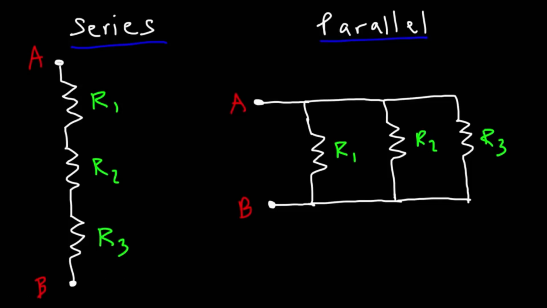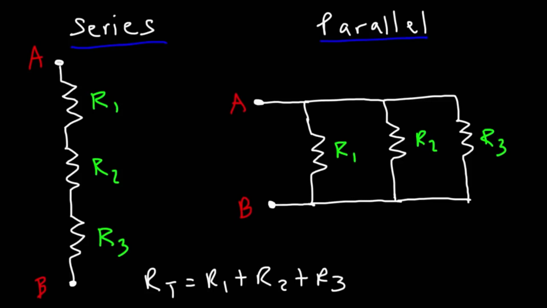If you wish to increase the resistance in a circuit, you want to add resistors in series, because the total resistance of resistors connected in series is the sum of each individual resistor. So the more resistors that you add, the greater the total resistance will be.